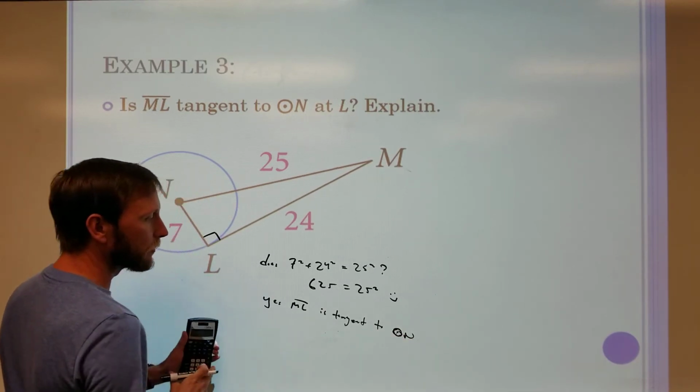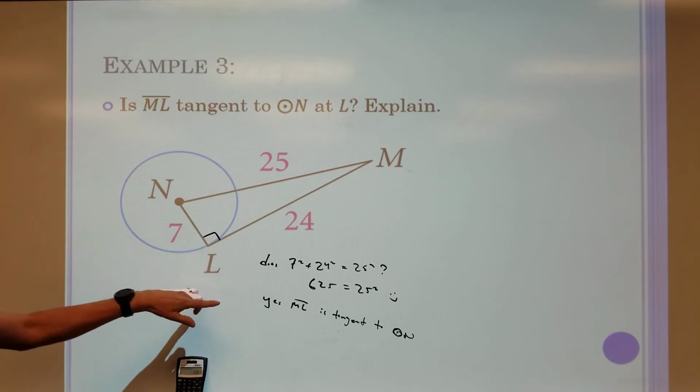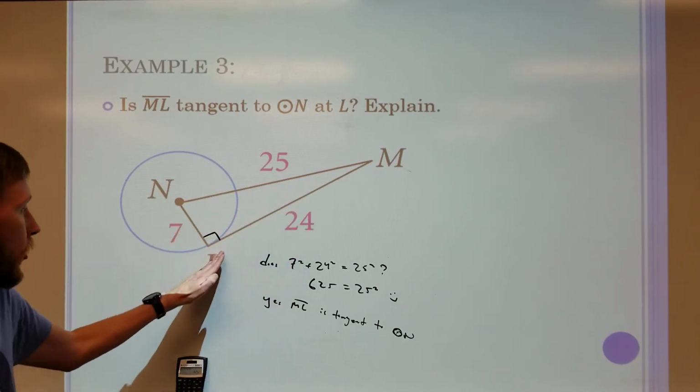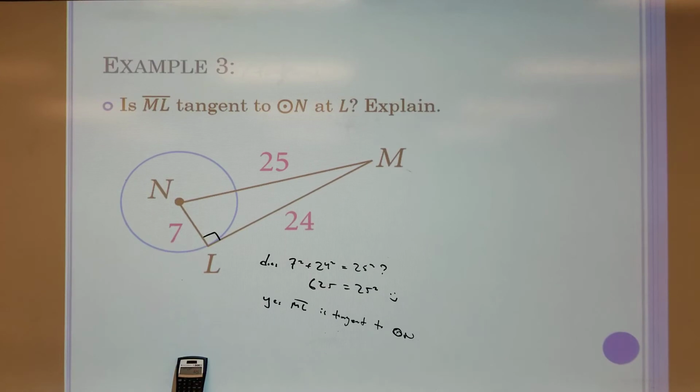Circle N. ML is tangent to circle N because ML is perpendicular to the radius at point L.